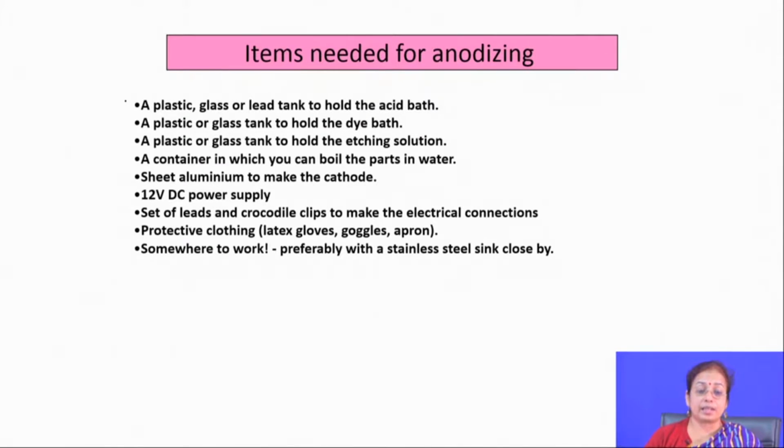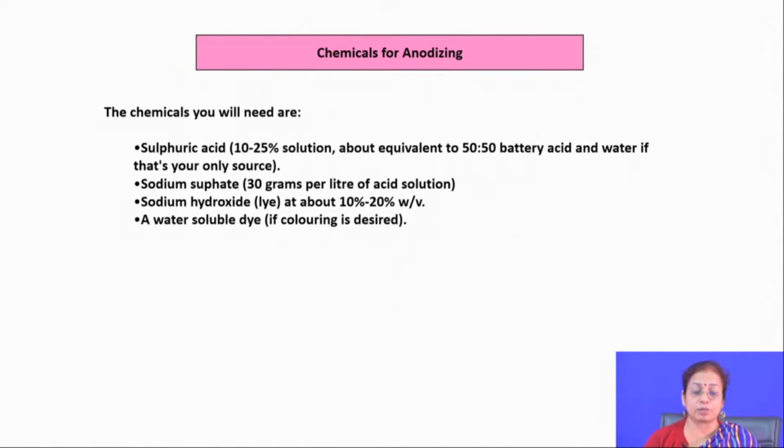So, what you need is a plastic, glass or lead tank to hold the acid bath, and to hold the dye bath also. You need a plastic or glass tank to hold the etching solution. The etching solution needs to be kept in a container. The power supply unit is not really so big, it is a 12 volt DC power supply unit. You need a sheet of aluminum to make the cathode, and a set of leads and crocodile clips to make the electrical connection. Protective clothing should be there, and you have to have some space where you can do the anodization operation.